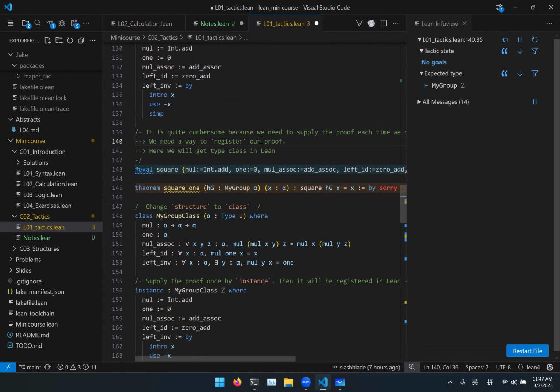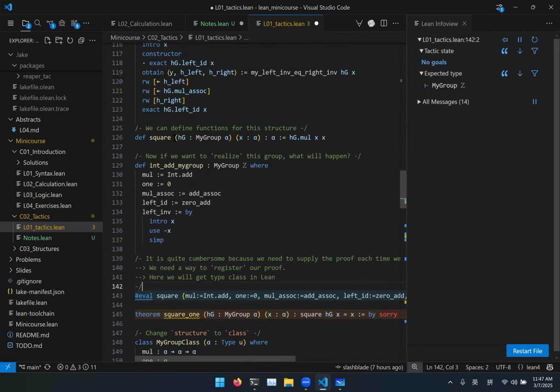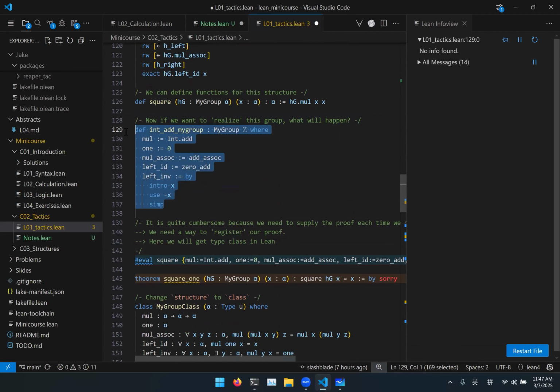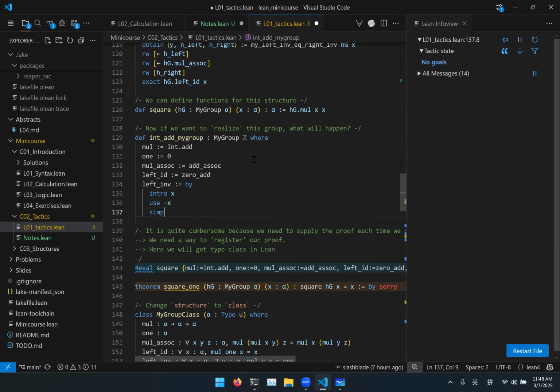So now we already have the structures. Another thing is that we also want to define functions and some properties on these structures when we realize our structure. For example, in this case, MyGroup Z, the integers, is actually a group. So let's prove this.